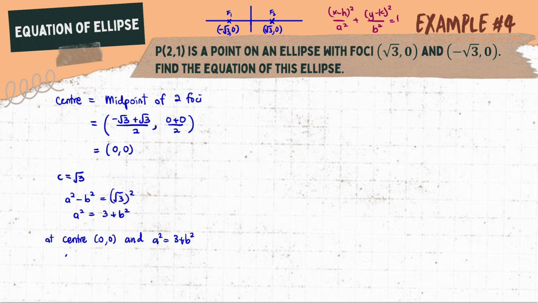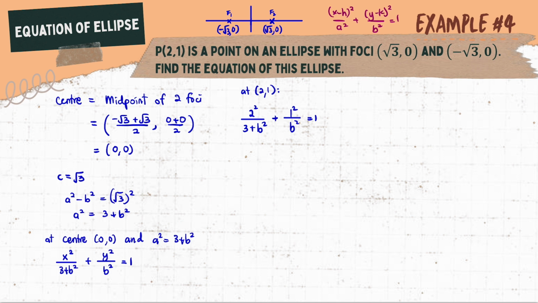So kita ada x squared over 3 plus b squared plus y squared over b squared equals to 1. Okay, kenapa x square y square sahaja? Bila h kamu kosong, k kamu kosong, dapatlah x square sahaja dan juga y square sahaja. Okay, now let's substitute P to 1 ini dalam this equation. Okay, so now add 2, 1. So 2 squared over 3 plus b squared plus 1 squared over b squared equals to 1.